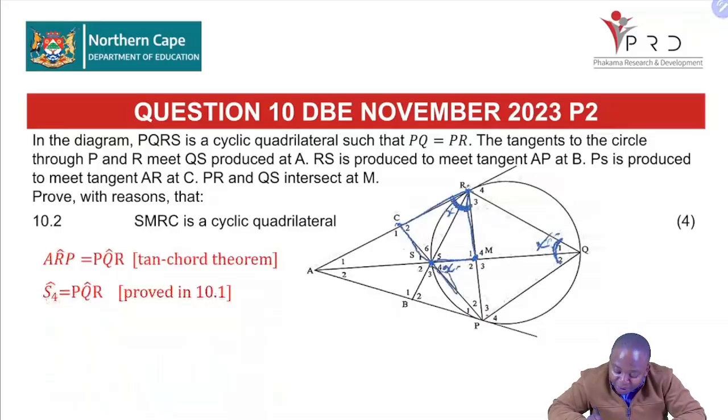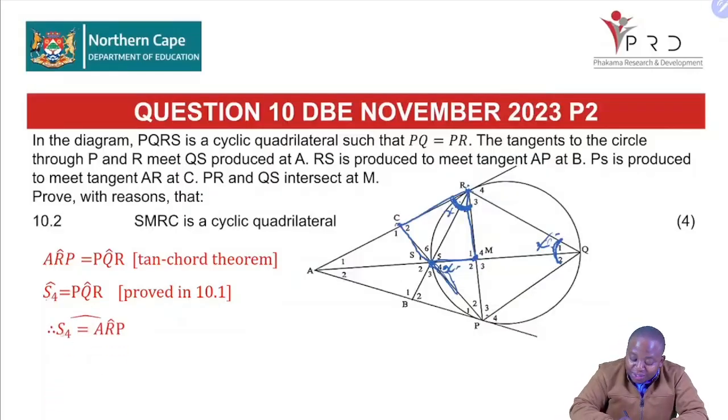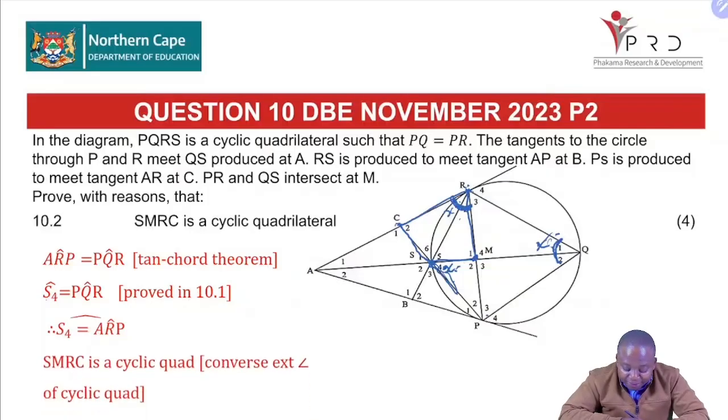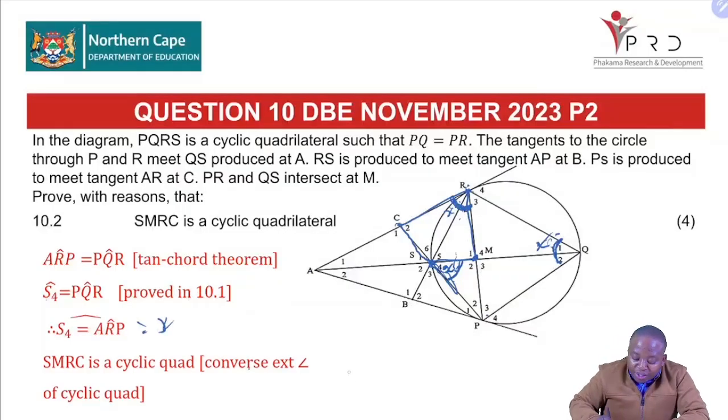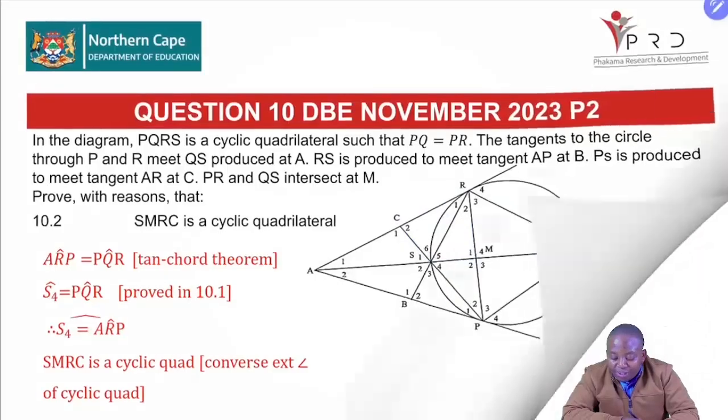So remember the importance of using letters. I can say an exterior angle of a cyclic quad already. Then I can now say my S4 is equal to ARP. Why? That is an exterior angle of a cyclic quad. So we can say SMRC is a cyclic quad because these two are equal. As you can see, they're both equal to X according to our sketch. Then it is a cyclic quad, which is the converse of the exterior angle of a cyclic quad.